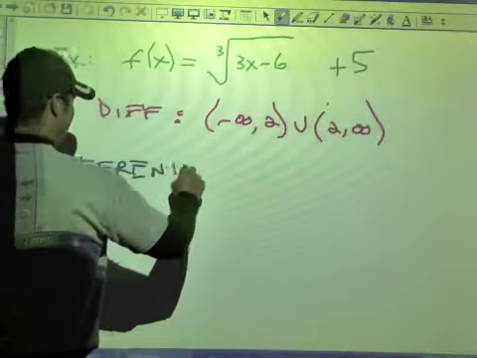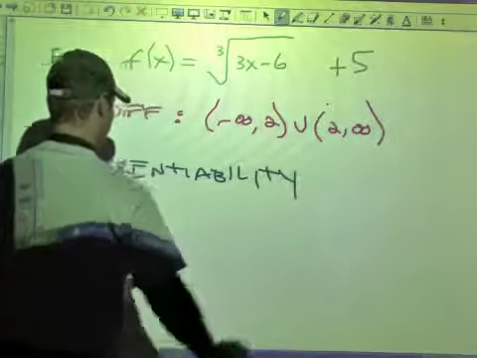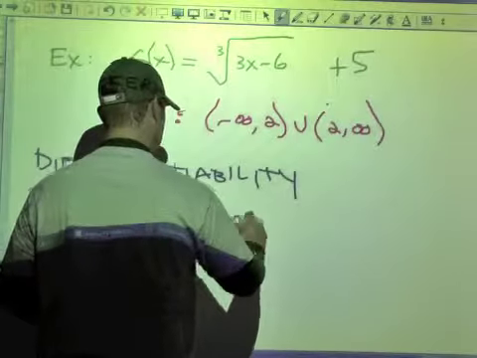is that differentiability implies something called local linearity.